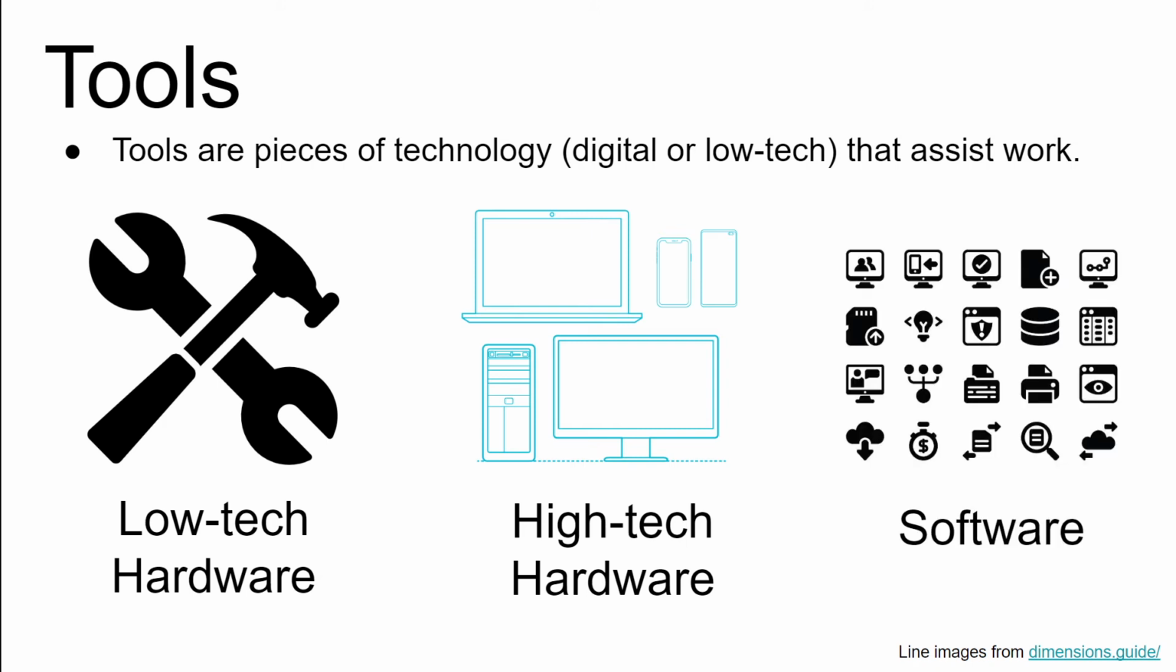The third category of tool is software. Software are programs that run on high-tech hardware. It's important to distinguish hardware from software for digital devices because sometimes there are compatibilities or not.